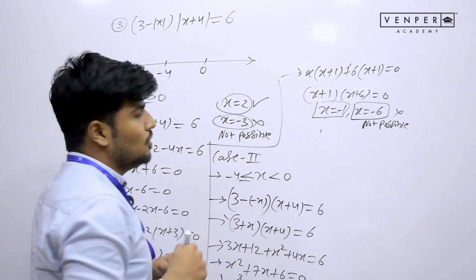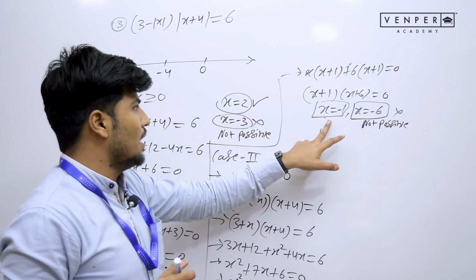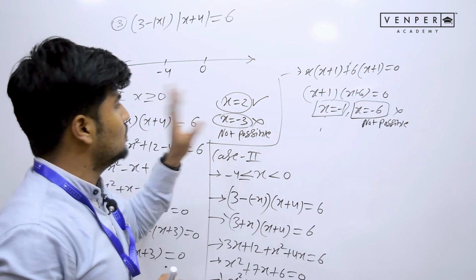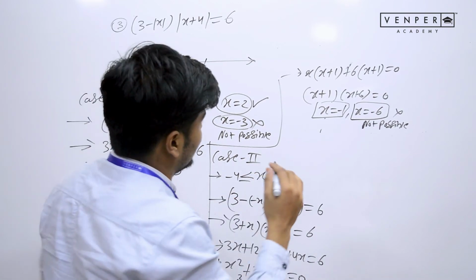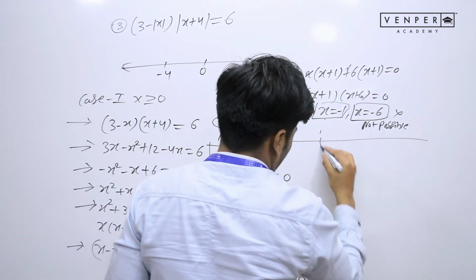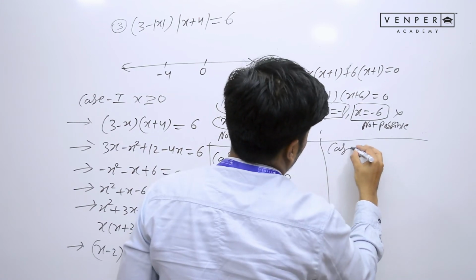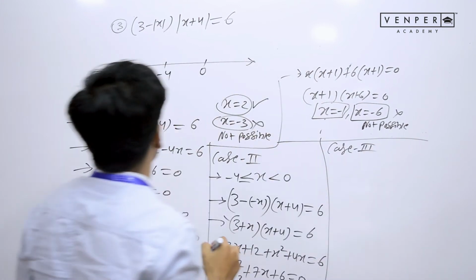So far how many solutions did we get? We got two solutions so far. One is x = -1, another solution is x = 2. Two solutions we have got. Now let's find out the last case. What is the last case I can take? Case number 3.